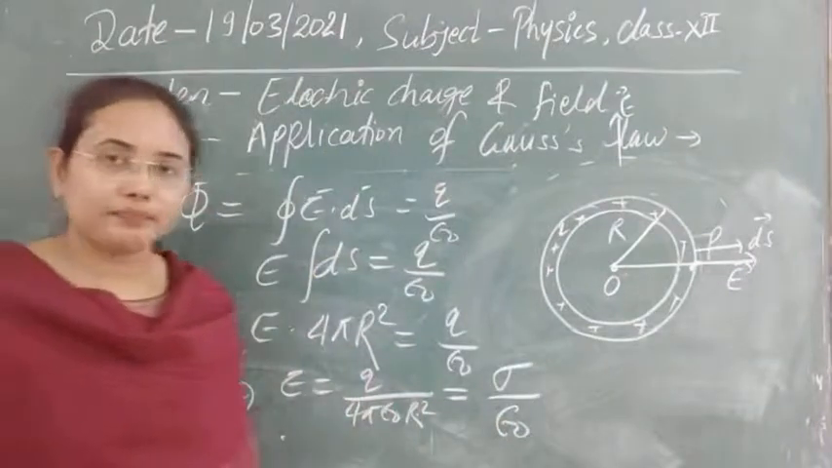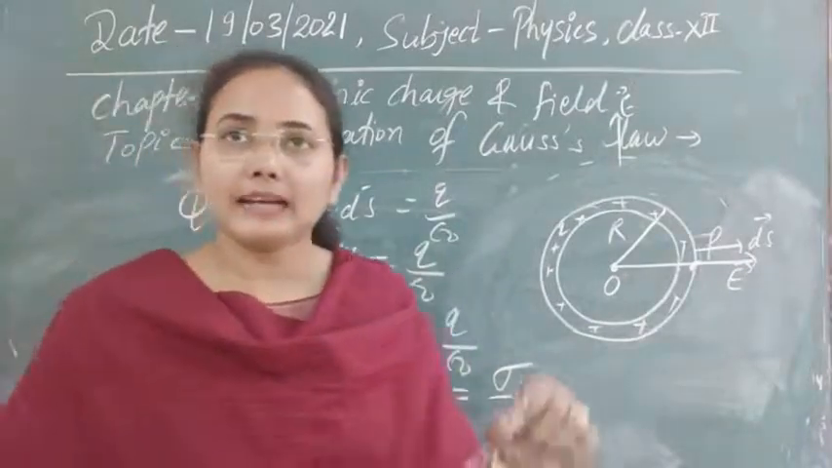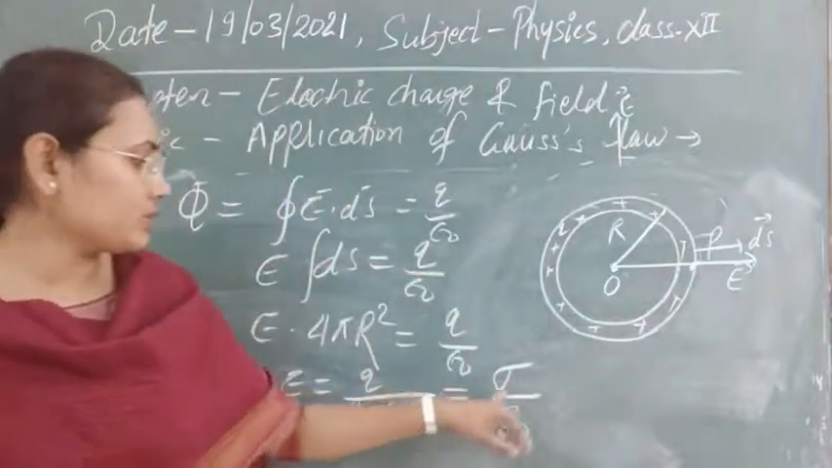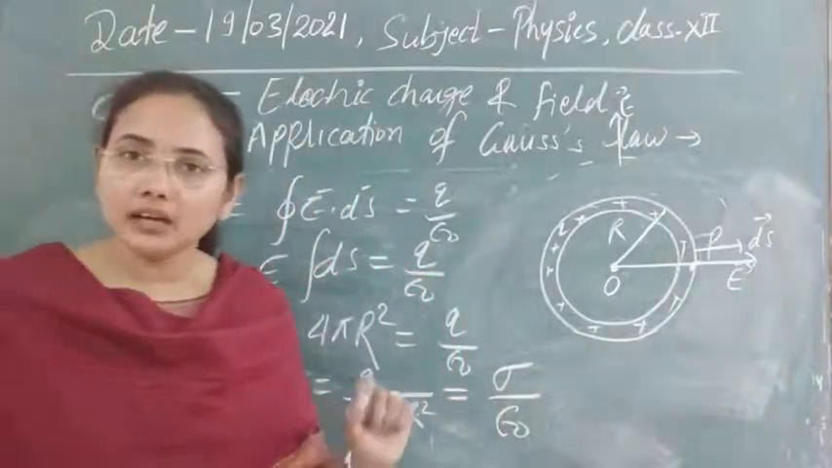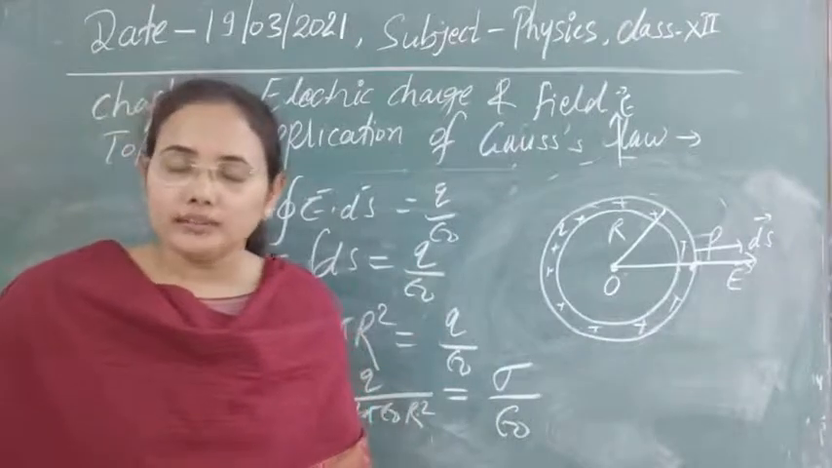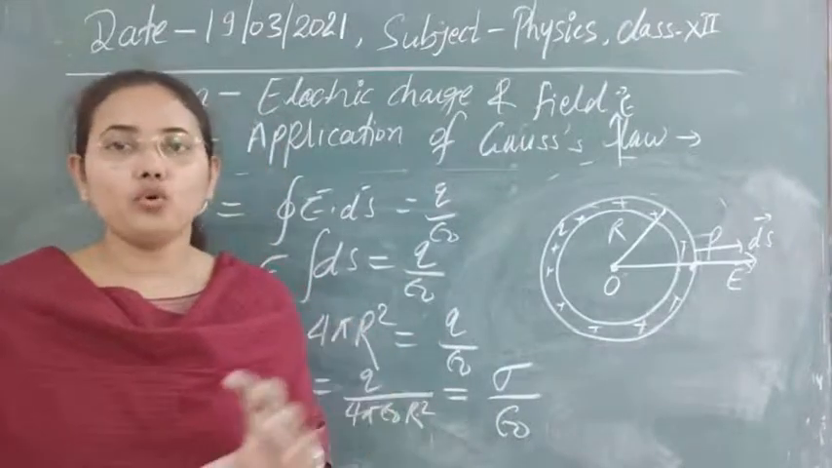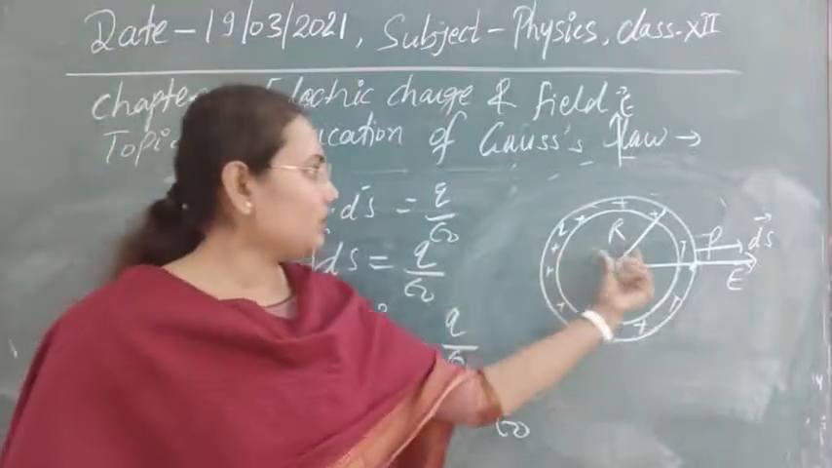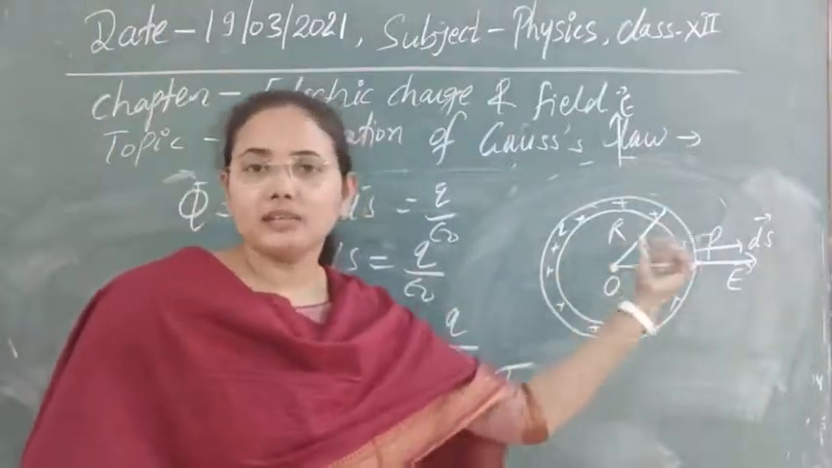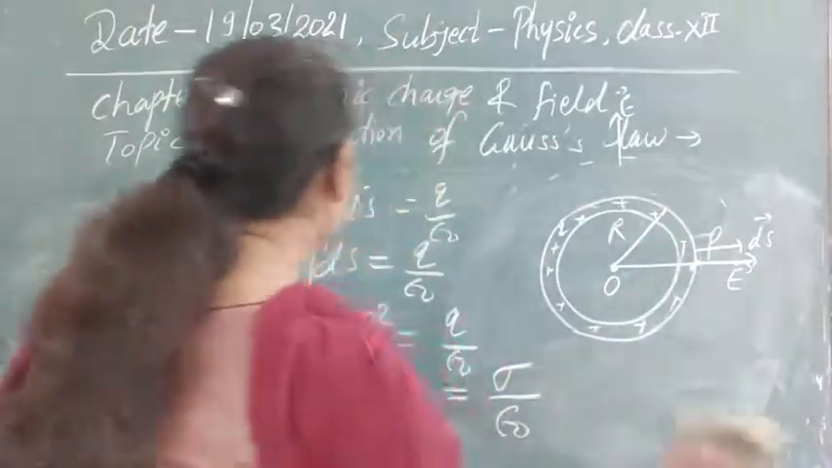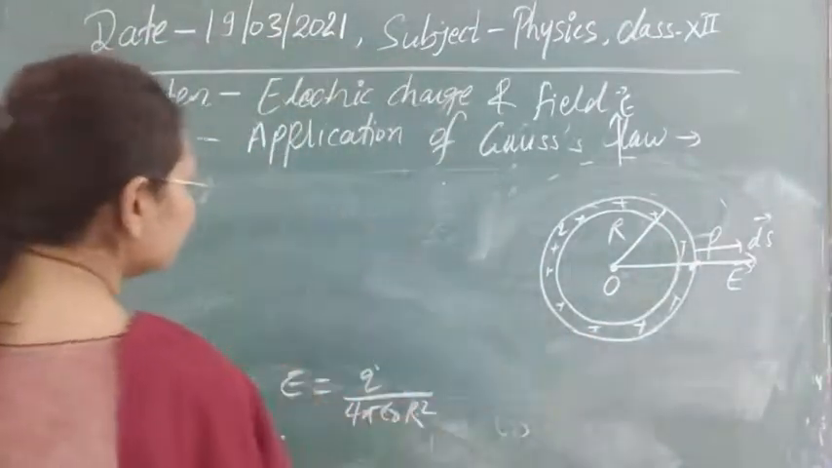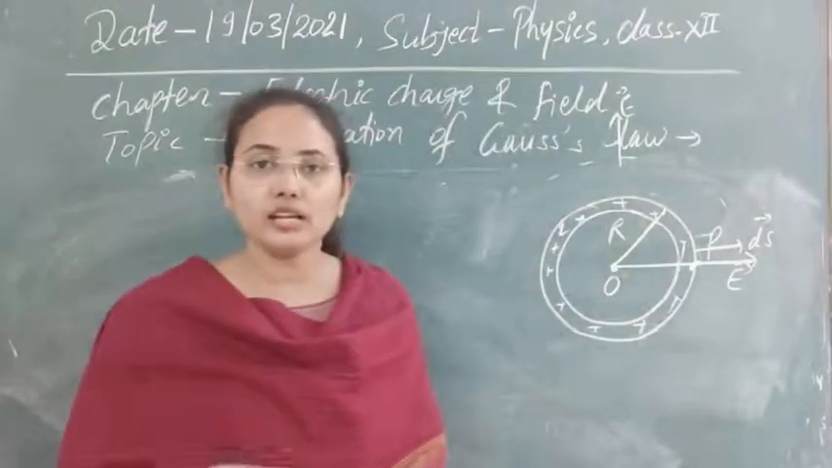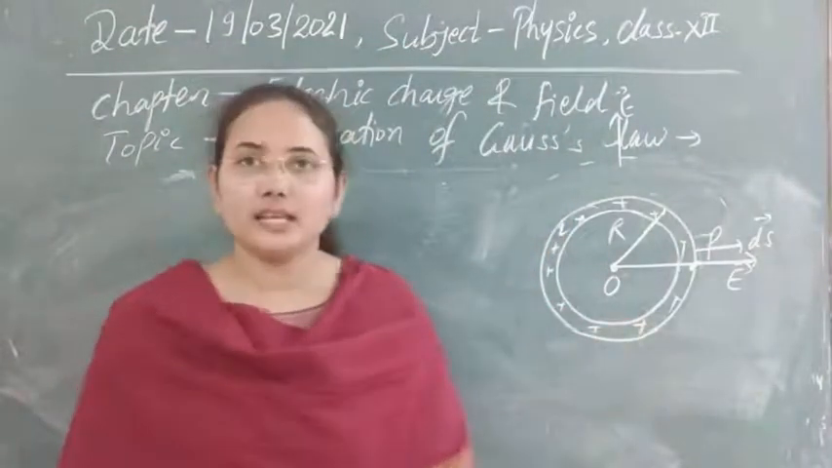So for any point at the surface of the spherical shell, the electric field is equal to sigma upon epsilon 0. Again, it depends only on the surface charge density, not on the distance of the point from the center. Now let's see the third condition: what will be the electric field for a point inside the spherical shell.